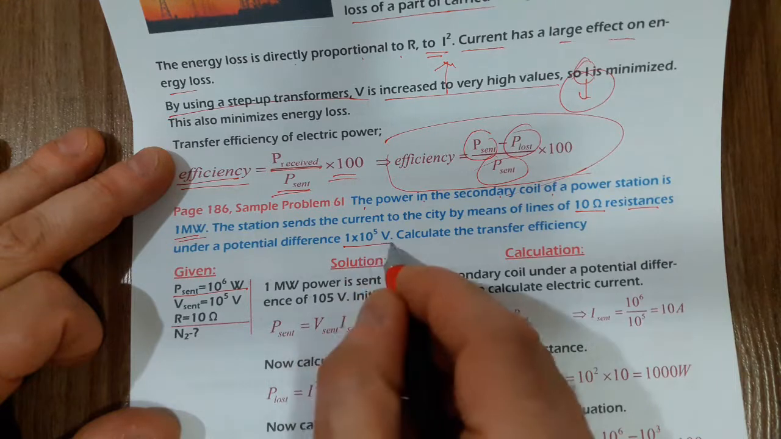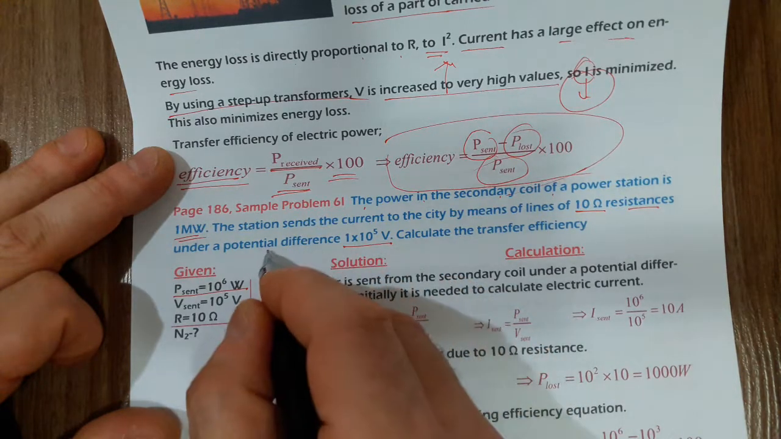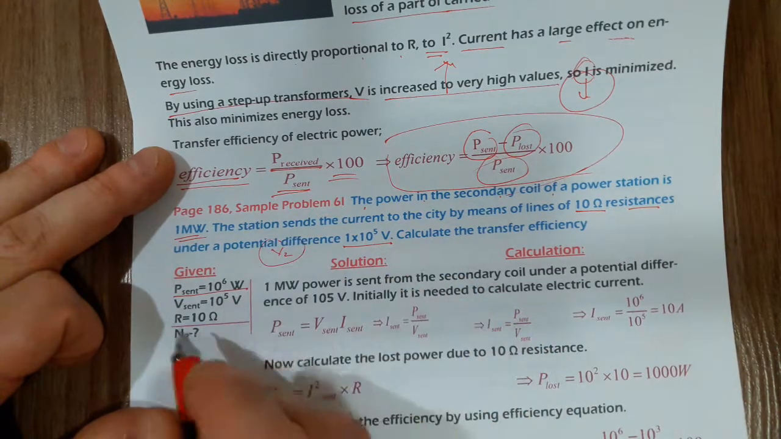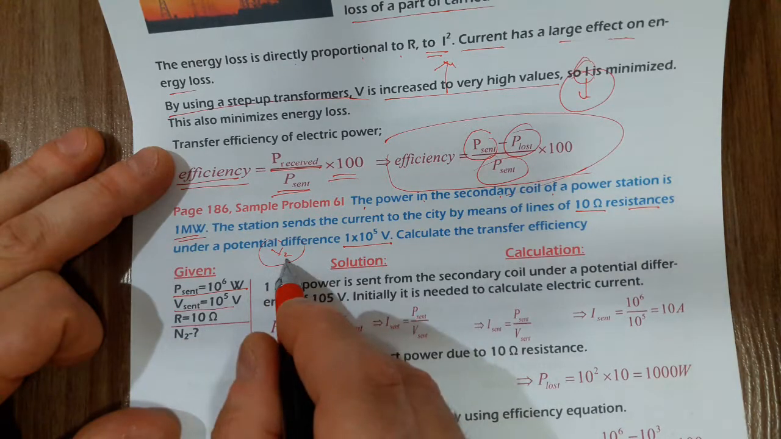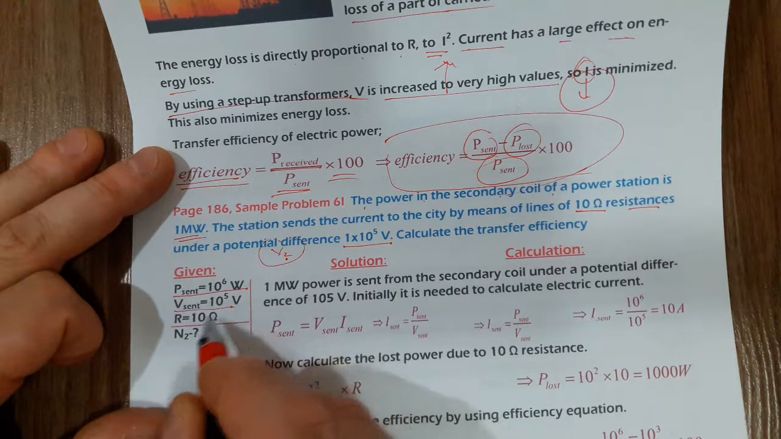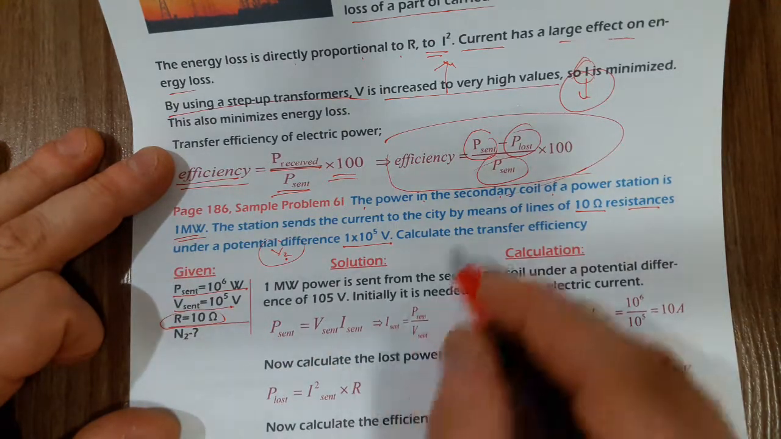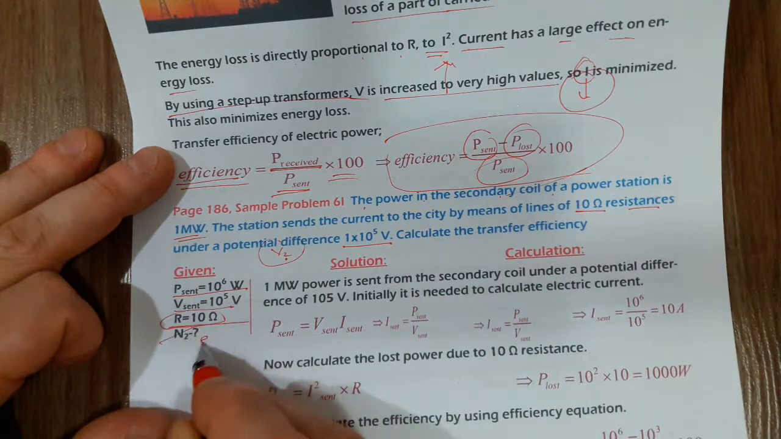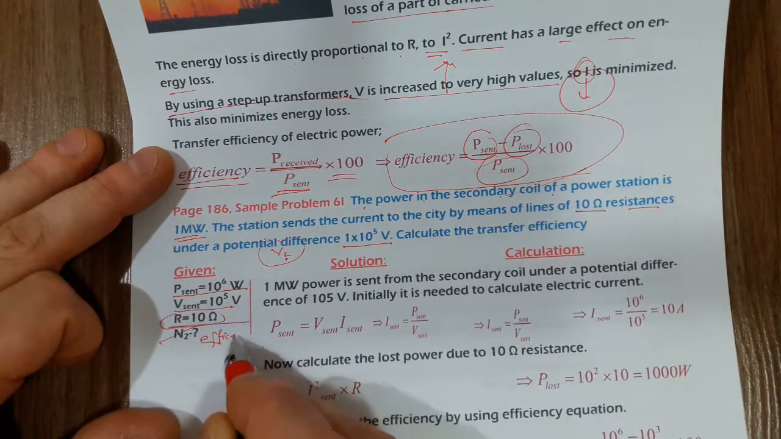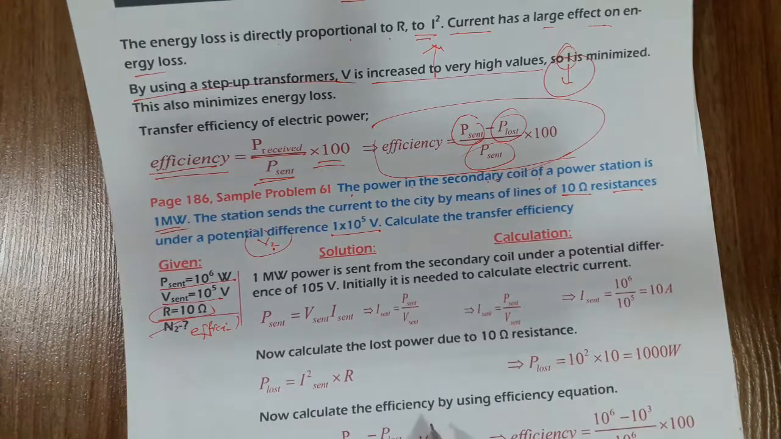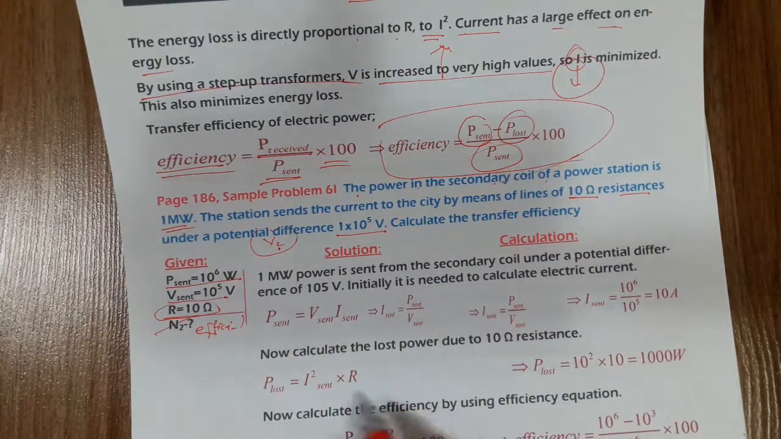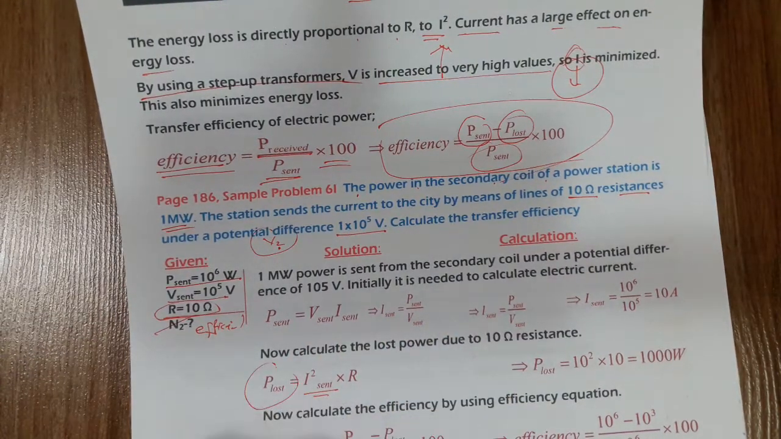The station sends the current to the city by means of a cable of 10 ohm resistance under a potential difference of 10^5 volts. So this is the potential difference sent, V2, the potential difference in the secondary. If the resistance of the wires is 10 ohm, calculate the transfer efficiency. What is the efficiency? We will find this.